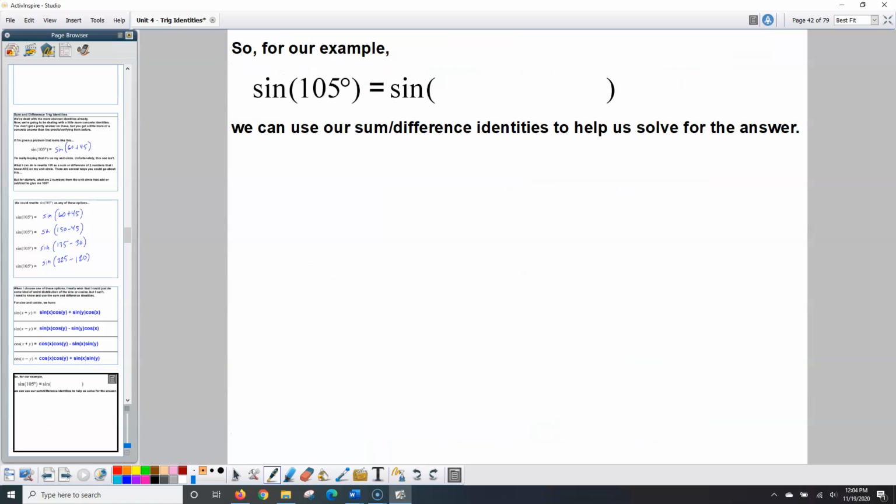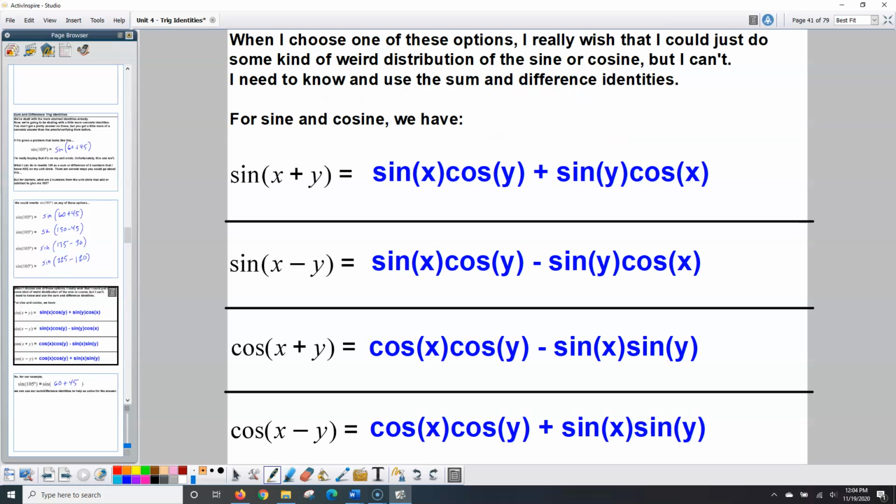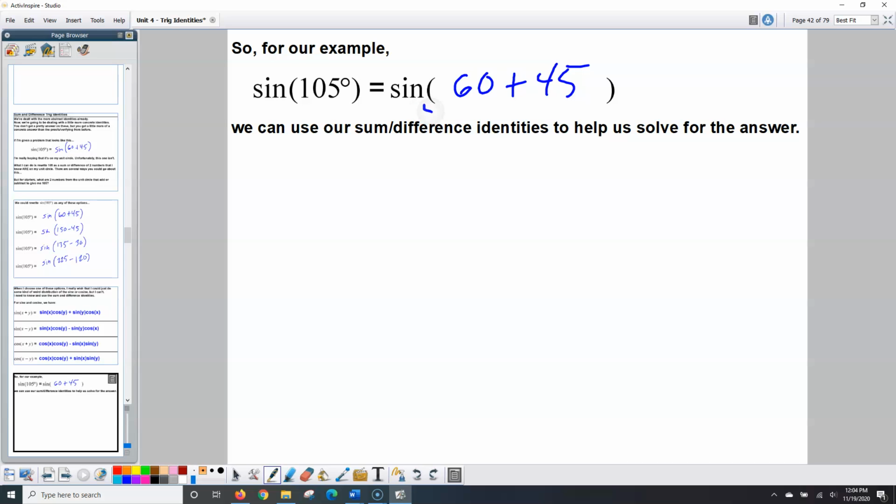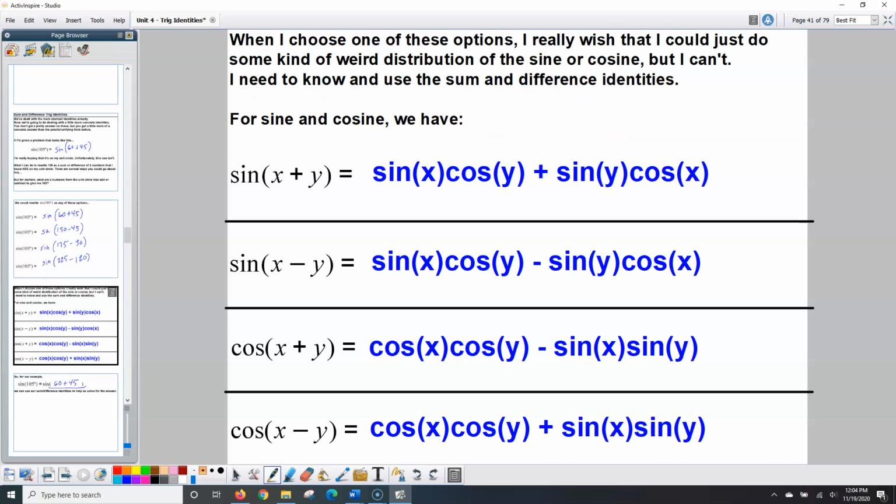So when I look at this sine of 105, we wrote sine of 60 plus 45 to start with. I'm going to go back to this slide, and I'm saying, well, I wrote 60 plus 45 up here. That means I'm going to be using this right here. And this was my 60, and this was my 45. So I'm just going to plug that into the formula.